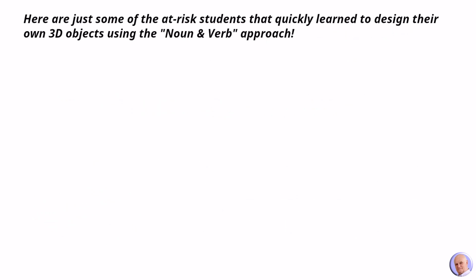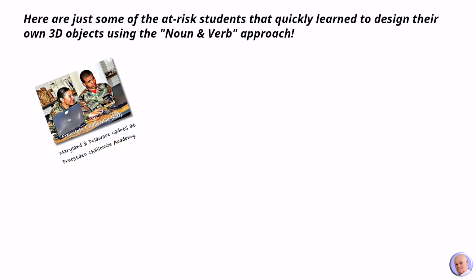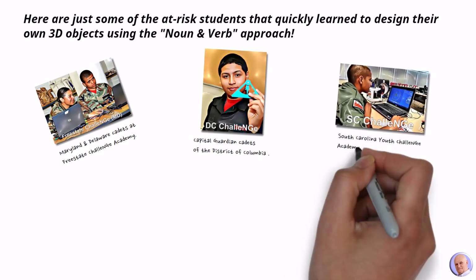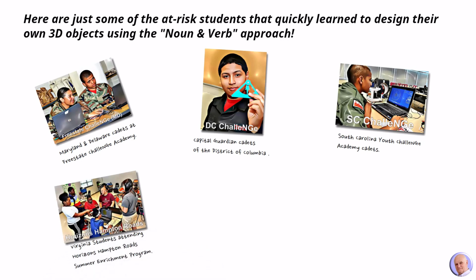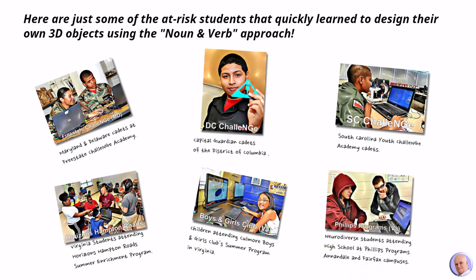Here are just some of the at-risk students that quickly learned to design their own 3D objects using the Noun and Verb approach. Maryland and Delaware cadets at Free State Challenge Academy. Capital Guardian cadets of the District of Columbia. South Carolina Youth Challenge Academy cadets. Virginia students attending Horizons Hampton Roads Summer Enrichment Program. Children attending Colmore Boys and Girls Club Summer Program in Virginia. And neurodiverse students attending high school at Phillips Programs Annandale and Fairfax campuses.